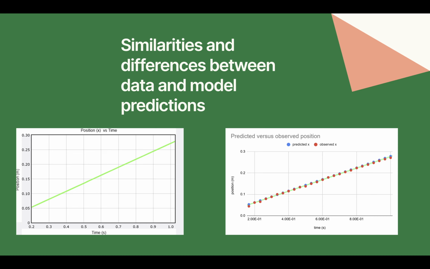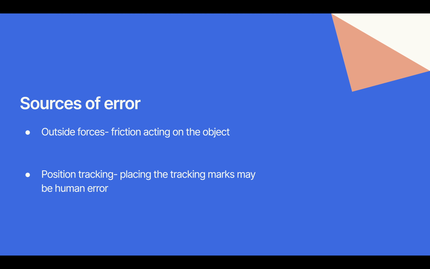So here's some similarities and differences between data and model predictions. Basically, the graph just shows that it's linear, which means the velocity was constant, and it is in an upward slope, very, very similar, and shows that there wasn't a whole lot of error in our predictions. So some sources of error could have been outside forces such as friction acting on the object because we couldn't really stop this in real time, and then the position tracking, it was kind of difficult to place exactly where it was in each time frame.